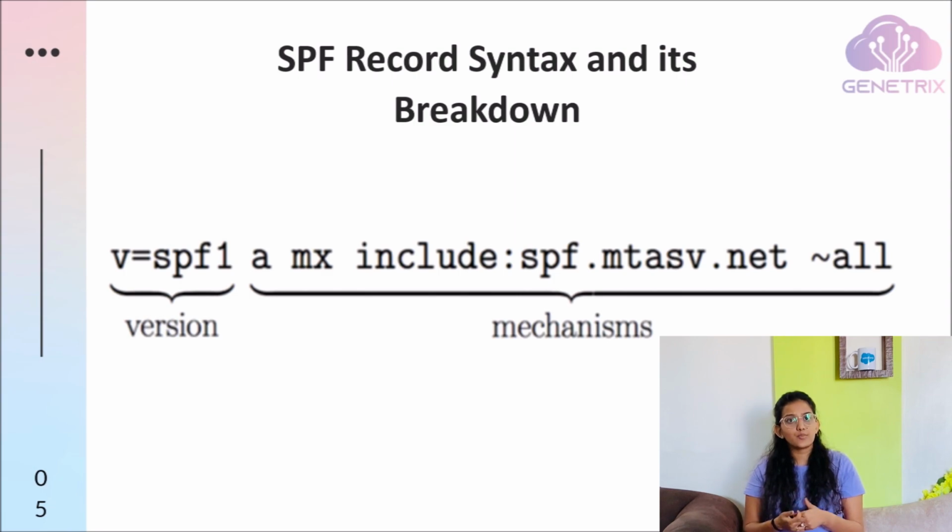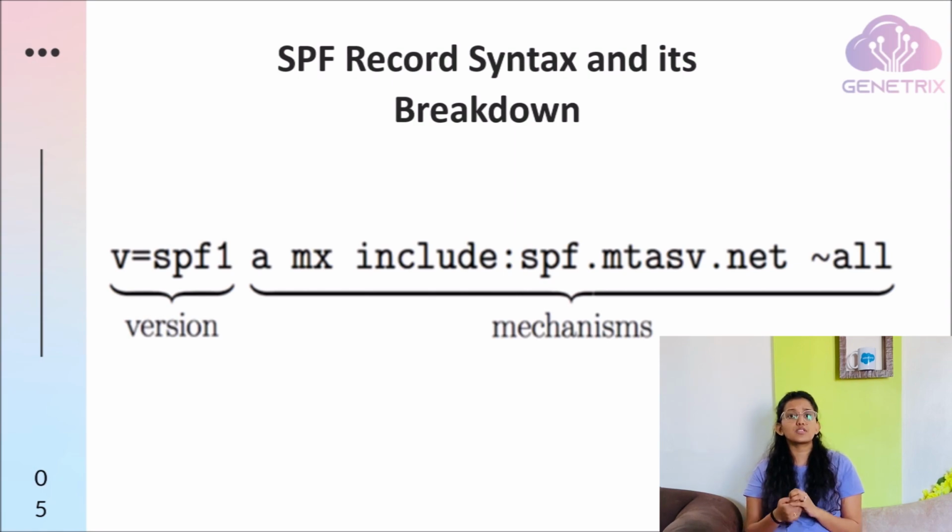SPF record syntax might look complicated and confusing at first, but it is fairly easy to understand once you know the basics. So let's look at a breakdown of the key elements, also called the mechanisms, in an example SPF record entry. Now the first thing to note in the syntax is the SPF record. It is broken down into the version prefix and one or more mechanisms.